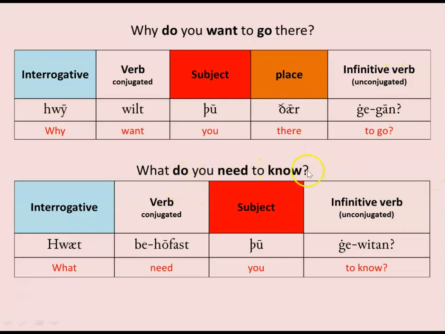Why do you need to know? Hawat beholvast thu yawitan. What need you to know? Okay, so the interrogative goes out front. Hawat, verb in the second place. Now, second person, past tense, singular. Beholvast, thu yawitan. Okay, and the last verb goes at the very end.